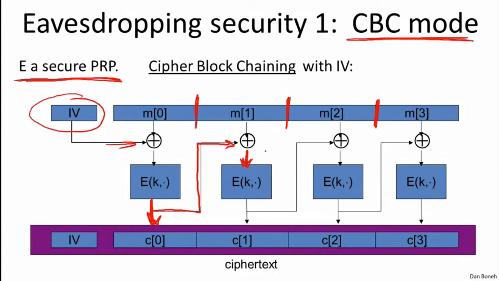The point is, if M0 happens to be equal to M2, C0 will not be equal to C2. They will not be equal because the ciphertext at this point is likely to be very different, because the input to the PRP is very different in both cases, even though the plaintext blocks were the same, thanks to this extra XOR. You can see that, again, the PRP inputs are different, and as a result, the ciphertext blocks will be distinct.